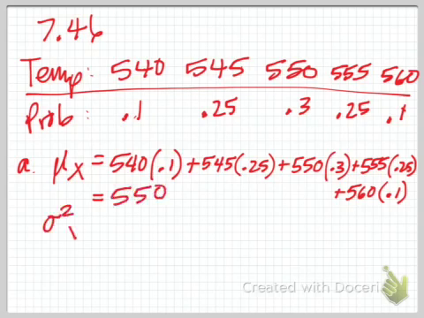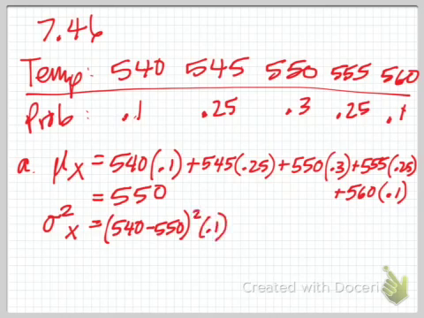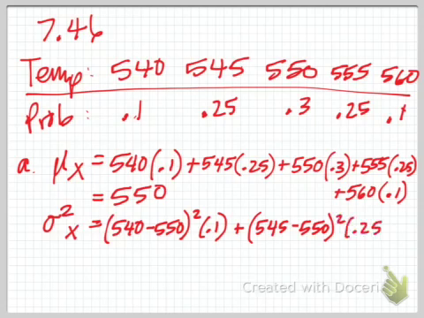Remember the variance formula. I'm pulling this exactly out of the summary on page 426 if you needed to skip over and look. You take each outcome in the probability distribution, subtract the mean, square that, and then multiply by the probability. So for the first one, we'll do 540 minus 550 squared times 0.1 plus 545 minus 550 squared times 0.25. I'm going to finish setting that up and then calculate it, and I'll see you back in a second.